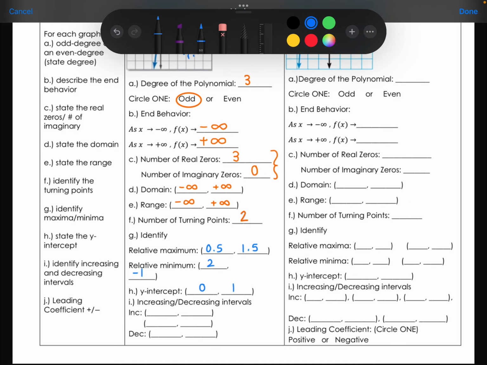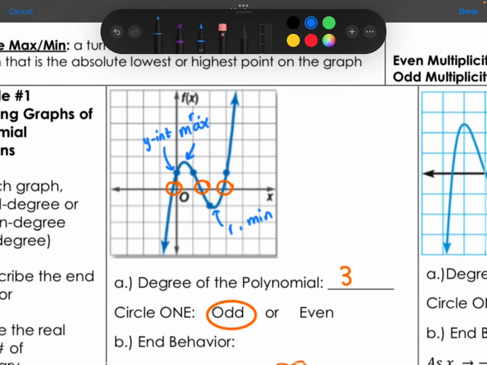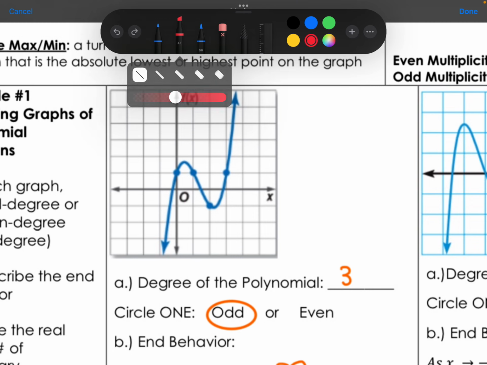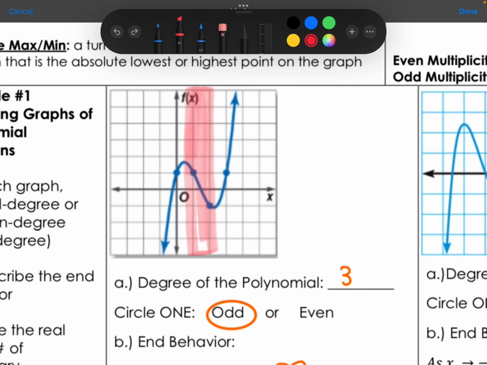And then increase, decrease intervals. So I'm going to erase everything on here. So I'm going to do my decrease in red, I'm going to do my increase in maybe yellow will do. So we're decreasing from here until we get to here, right? Here we go. So we're decreasing. And then here and infinitely we are increasing, right?